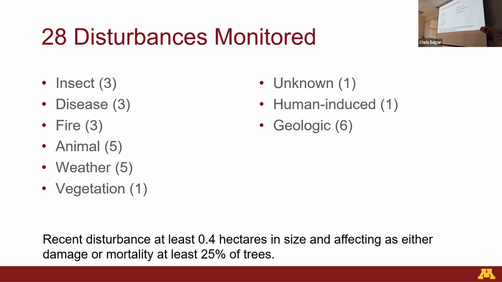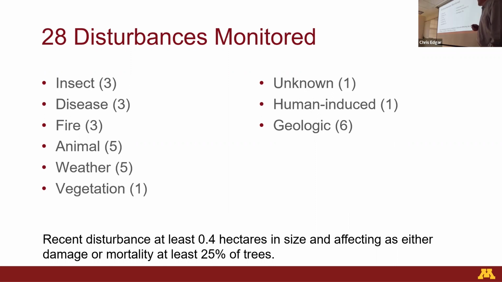And then that minimum threshold is what classifies as a disturbance, and it has to be at least 0.4 hectares in size, and affecting as either damage or mortality at least 25% of trees. So there's got to be a minimum threshold to trigger this disturbance call. And it can get a little bit more. There's actually a few other things when you start to get into things that aren't so much tree focused, like shrubs and ground layer. I encourage you to go through the field manual if you really want to get all what triggers this call. It's a bit more than this, but this is the bulk of it right here.